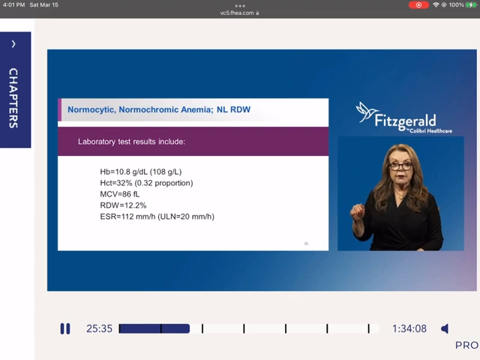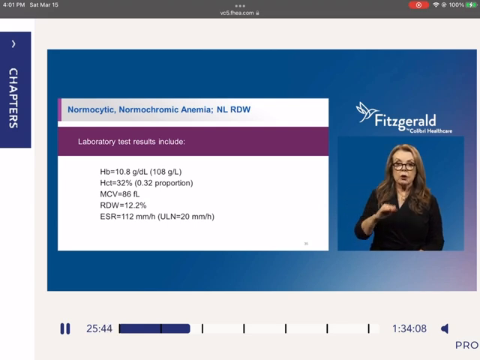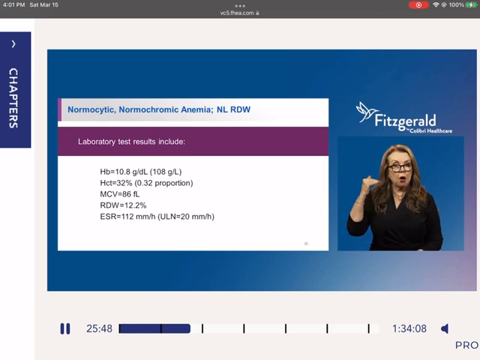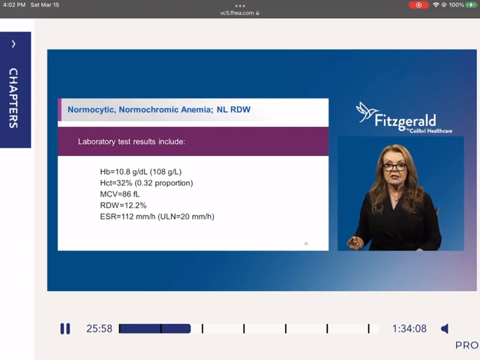So she's clearly anemic. Her MCV is 86. Upper limits of normal is around 96. So she's normocytic. And normocytic always means normochromic. RDW 12.2%, telling you new cells, old cells, the exact same size.